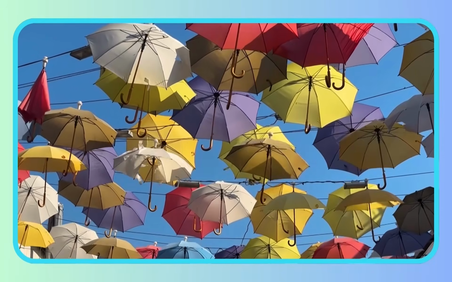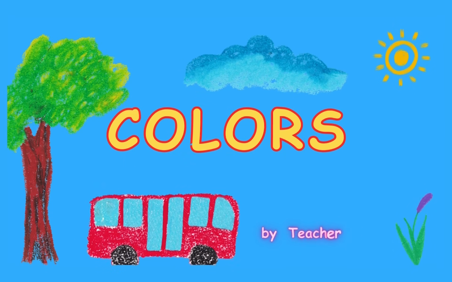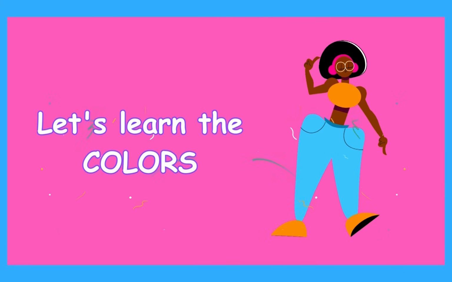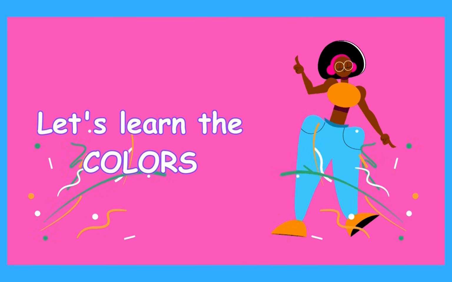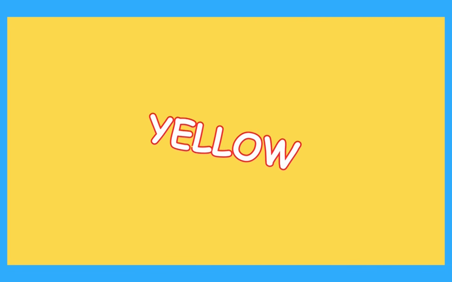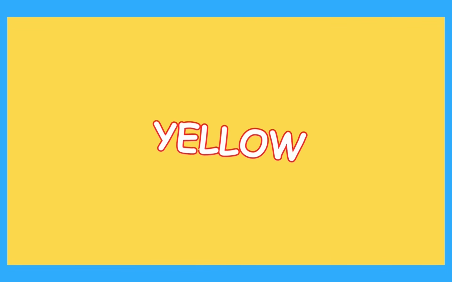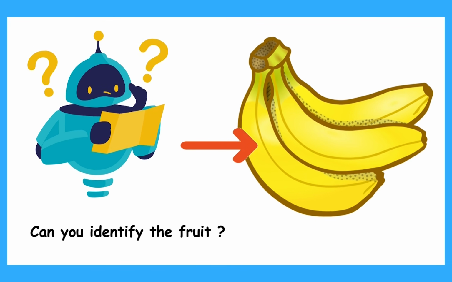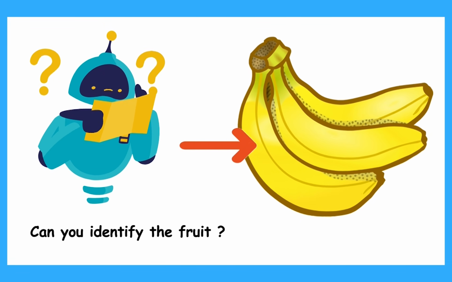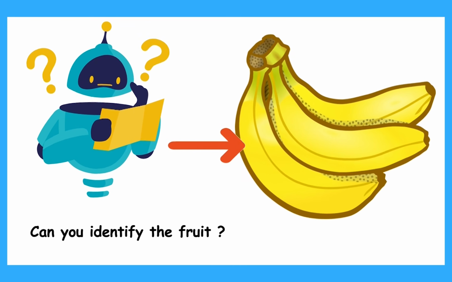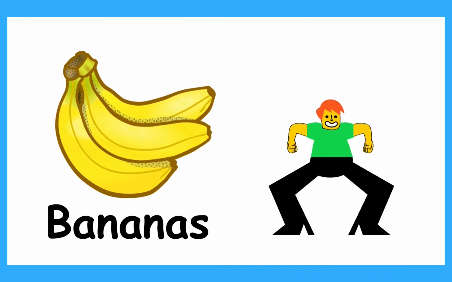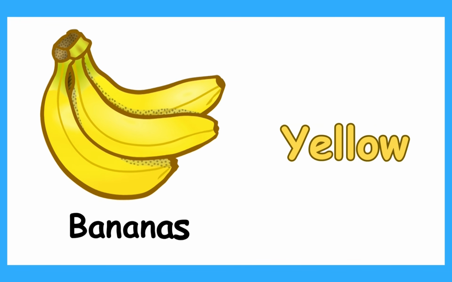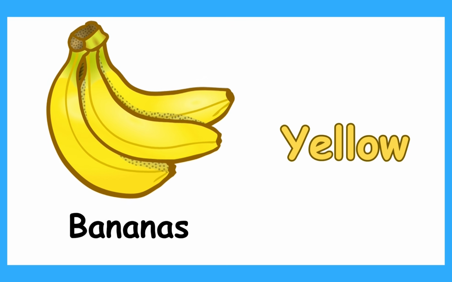Good job, kids! Colors by Teacher Mommy Chris. Let's learn the colors. Yellow. What is that? Can you identify the fruit? Those are bananas. You're right. And bananas are color yellow.